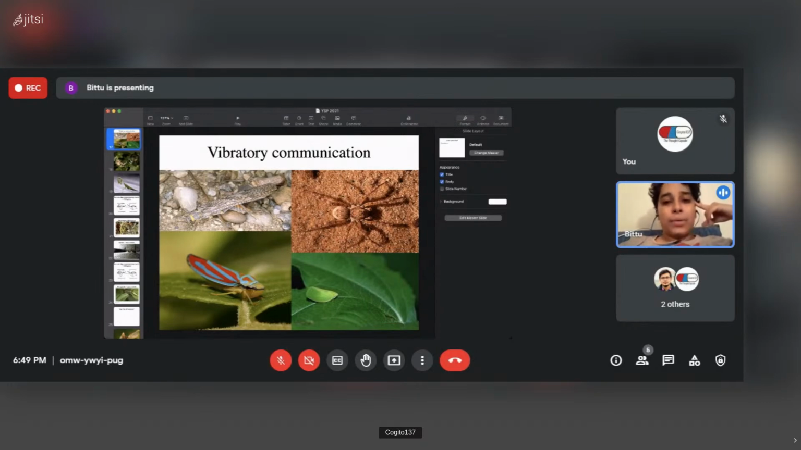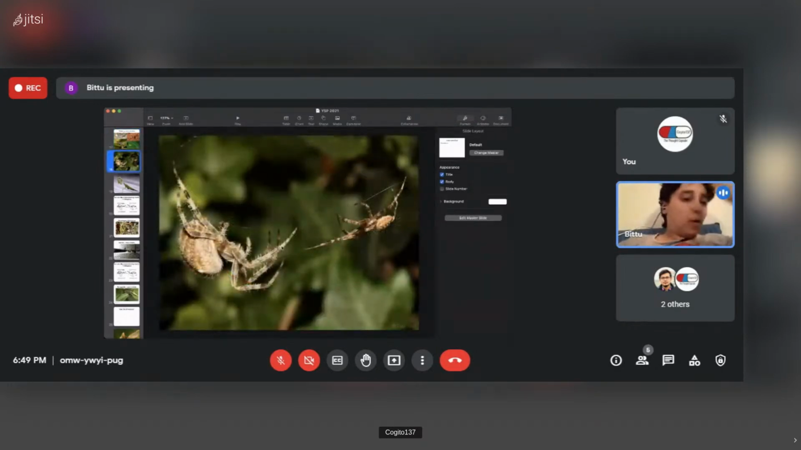In fact, with spiders, some of this can be quite dire. Here you see a male spider approaching a female. Among arachnids, and actually among a lot of insects as well, arachnids are spiders, females are usually larger than males.